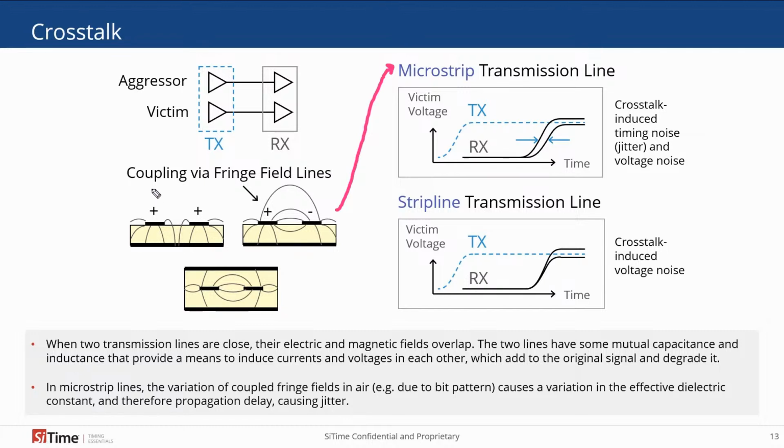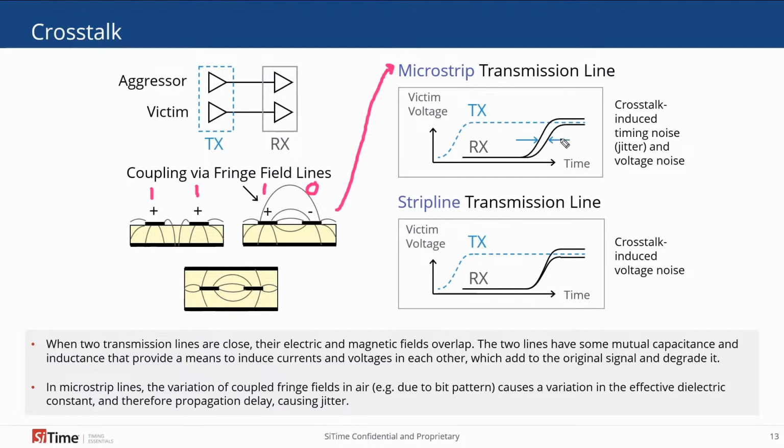Now let's imagine that we have a scenario where we have logic level 1 on both of these conductors, and then some instance later, one of those logic 1s flips to a logic 0. And we can see the electric fringe field lines change their pattern. And in doing so, they change their mutual capacitance and inductance between the two conductors. And so they can induce currents and voltages into each other, which can add to and degrade the signal. And that's what we see over here.